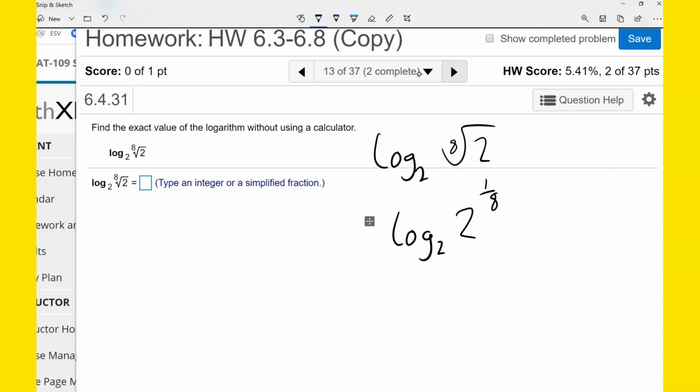And now it's pretty easy, because this means the exponent on 2 that gives you 2 with an exponent of 1/8. The answer is in the question. The answer is 1/8. Or another way you can think about it is a log base 2 and an exponential base 2 cancel each other out. So the answer is simply 1/8.